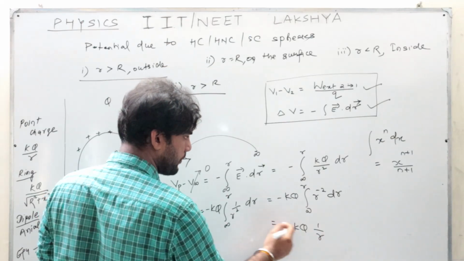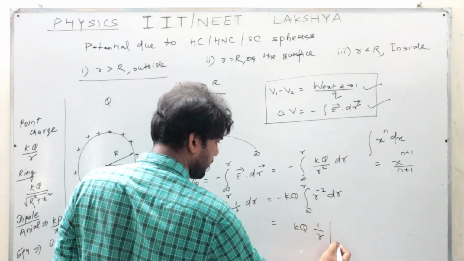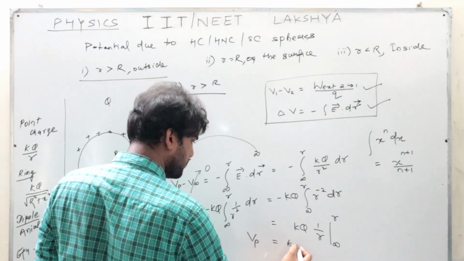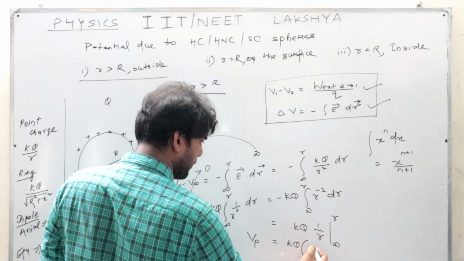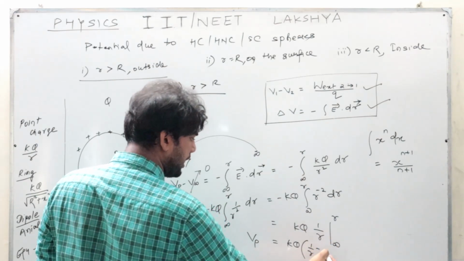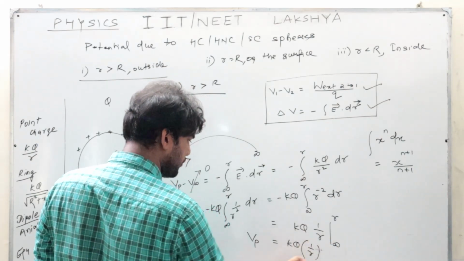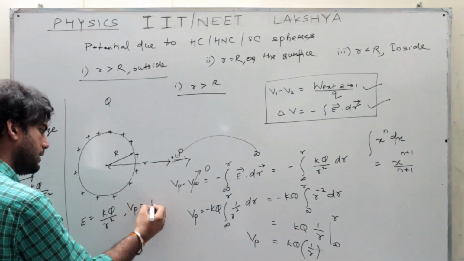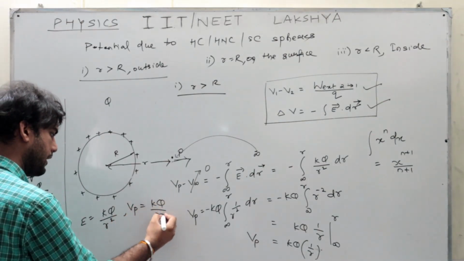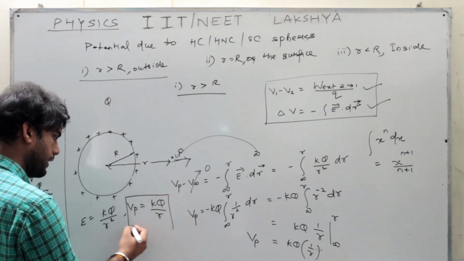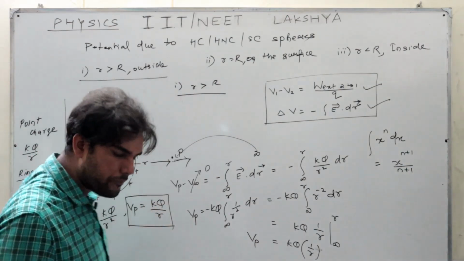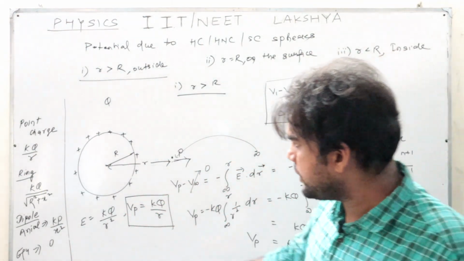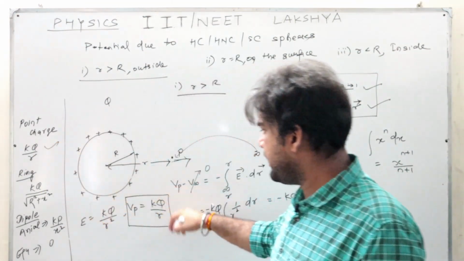So it became plus. We need to substitute the limits from infinity to r. So Vp becomes how much? Kq, upper limit 1 by r minus 1 by infinity, is how much? 0. So how much do we get? Vp is Kq by r. We got the formula. Potential at the point is Kq by r. So don't you think that this formula and this formula are similar?